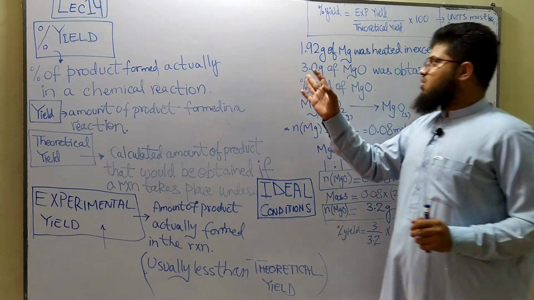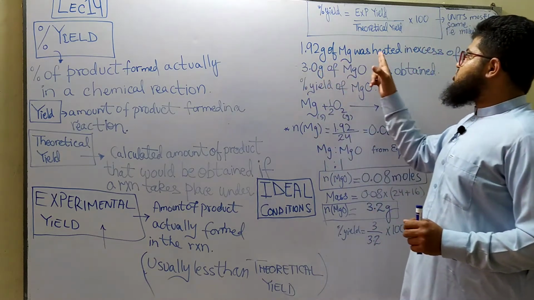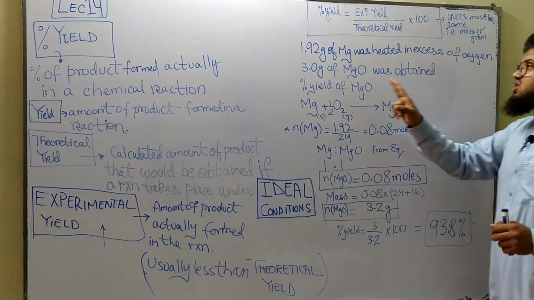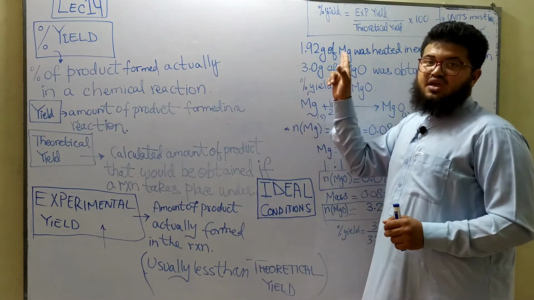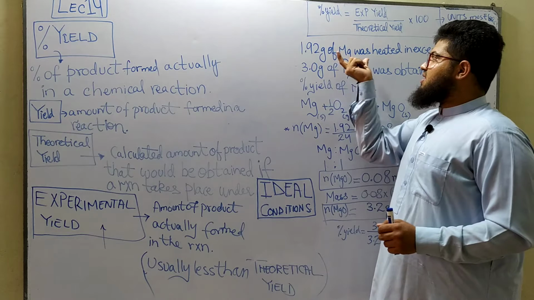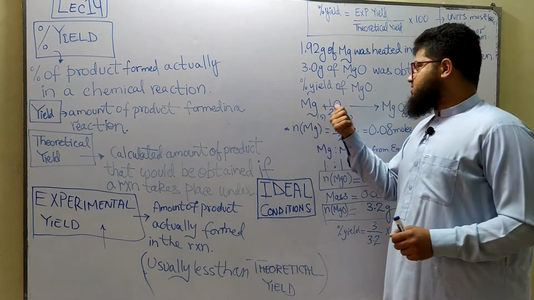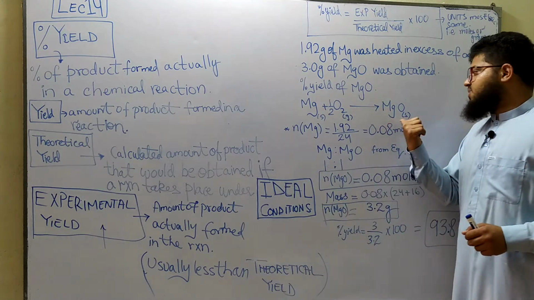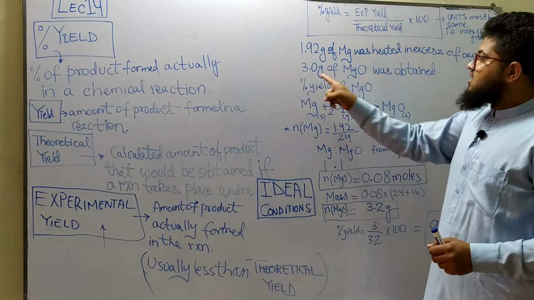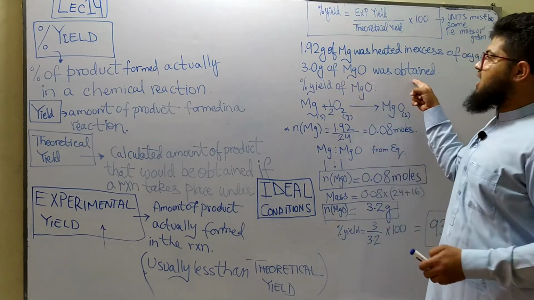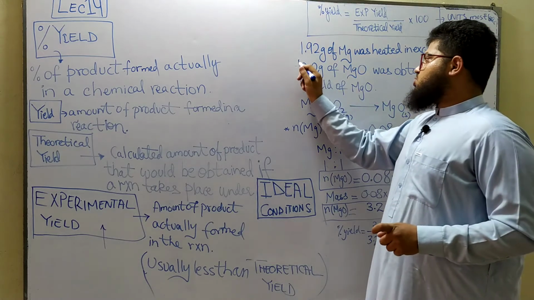Now let's read through the question. 1.92 grams of magnesium was heated in excess supply of oxygen. So we are reacting this many grams of magnesium with oxygen. This is the reaction: magnesium combines with oxygen and you are expected to get magnesium oxide. 3 grams of magnesium oxide was obtained. What is this? 3 grams was obtained.